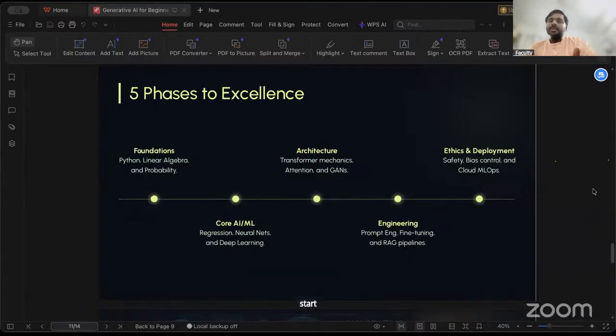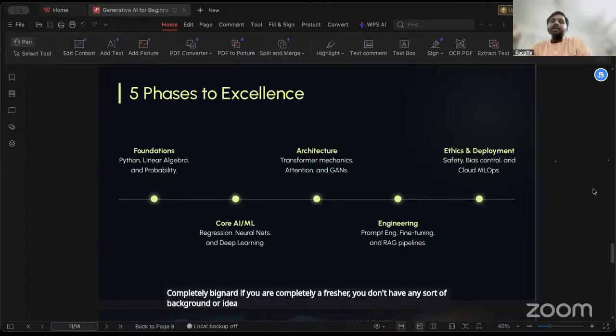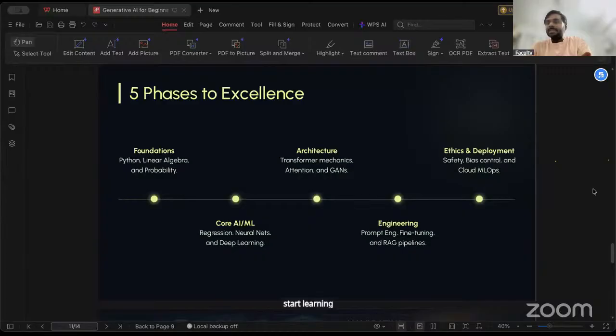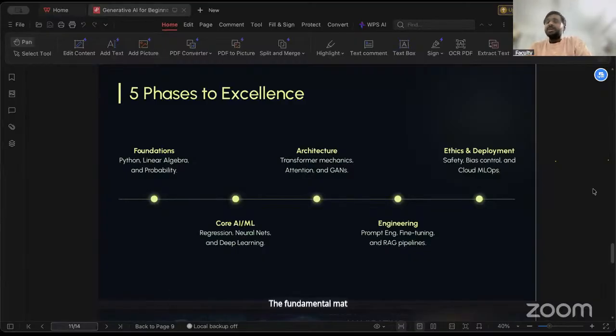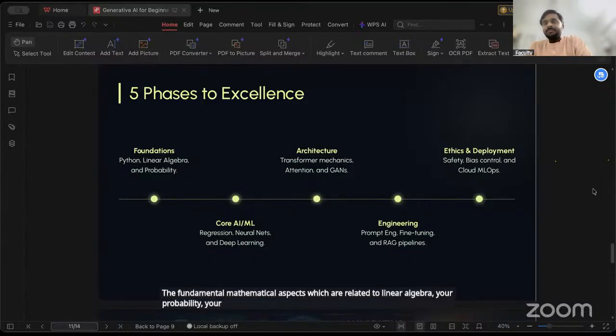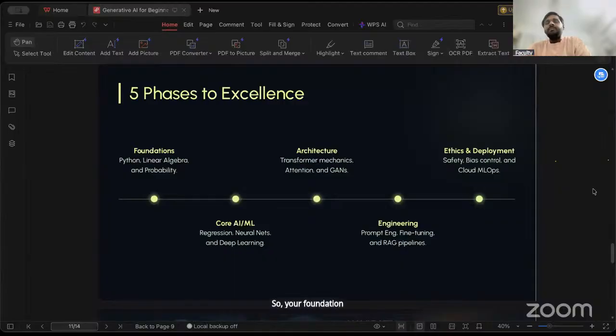Start learning. If you are completely a beginner, a fresher, and you don't have any sort of background or idea regarding how to become a Gen AI engineer, start learning Python first. Basics of Python are important. Once you are done with Python, then you go for the fundamental mathematical aspects related to linear algebra, probability, and statistics. Your foundation is very, very important. If you're not clear with these fundamentals, later you will again suffer.